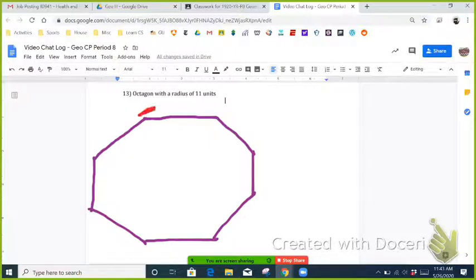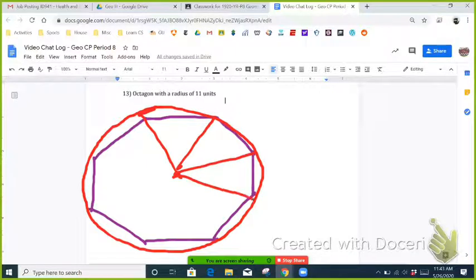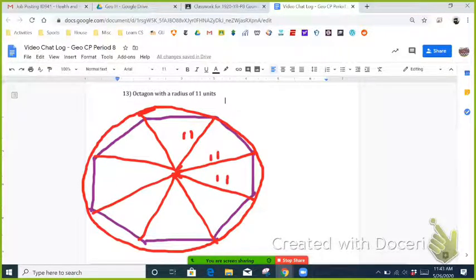If you drew a circle that this octagon was inscribed in, meaning it hit all the vertices of that octagon, then these red lines are the radius of that circle. And again, they're just the sides of the triangle. So all these sides are 11, and they're all equal to each other because all these radiuses have to equal each other.